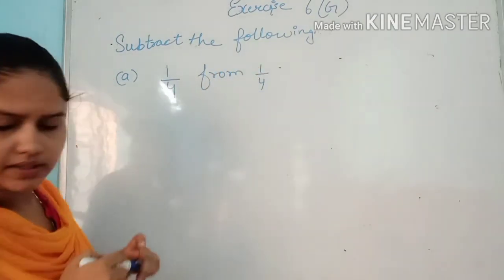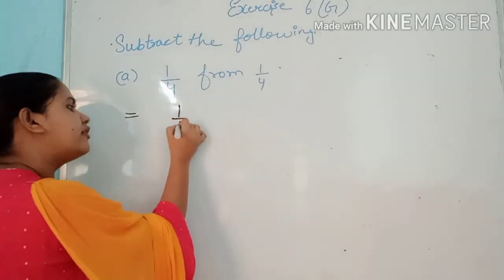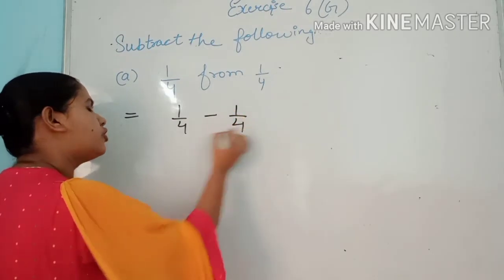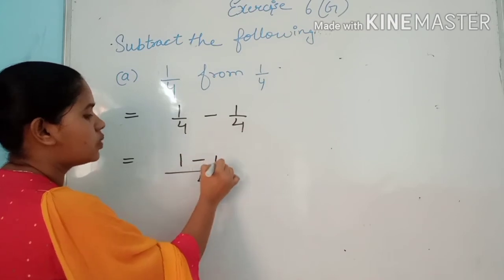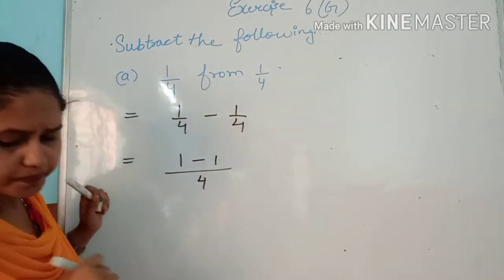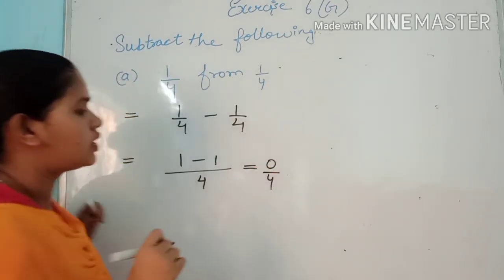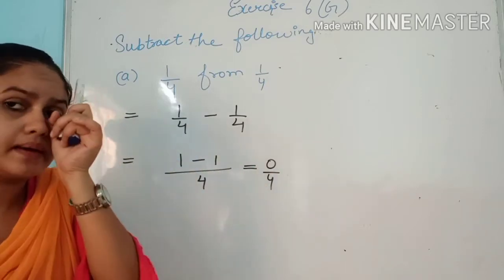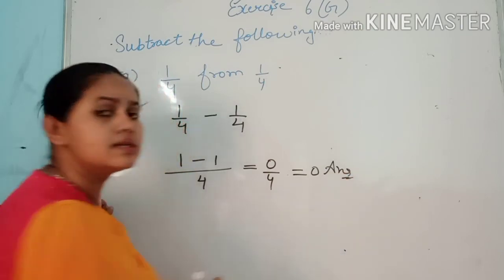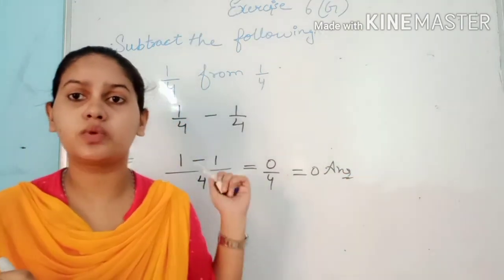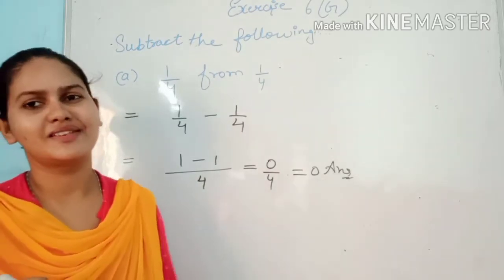Okay, now we will convert it. How will we convert it? We have to show the sign: 1 by 4 minus 1 by 4. When we take one denominator 4, 1 minus 1, it becomes 0. So 0 over 4. When the numerator is 0, the answer will be 0. Okay, so the answer of this one is 0. Always remember, if the numerator is 0, the answer will be 0.